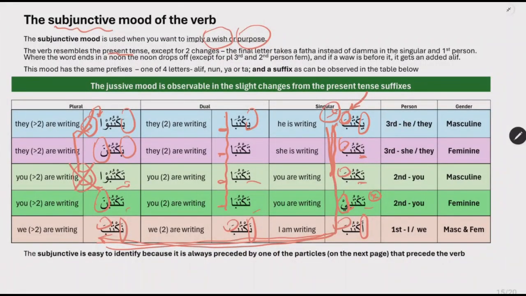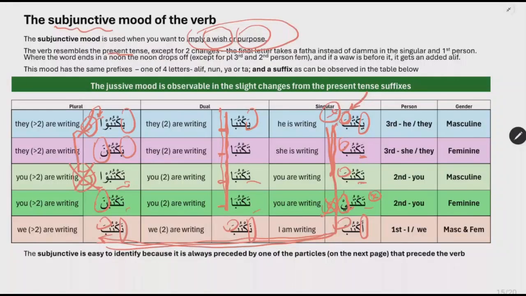With the noons, taktubina, you notice that the noon also fell away. There was a noon here, taktubina. You omitted the noon and you were just left with the ya to show the feminine. Here we said all the noons fell away. Here the noon got replaced by alif, and for those two feminines, the noon was kept. So three things you need to remember about the subjunctive. It's essentially expressing this, which we'll see examples of just now, and it will make sense.